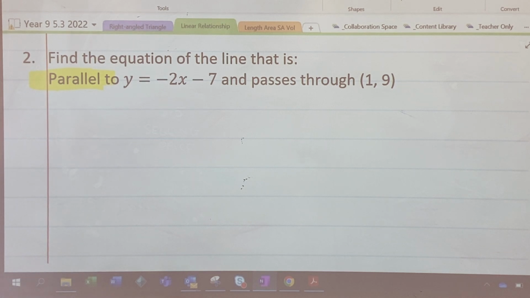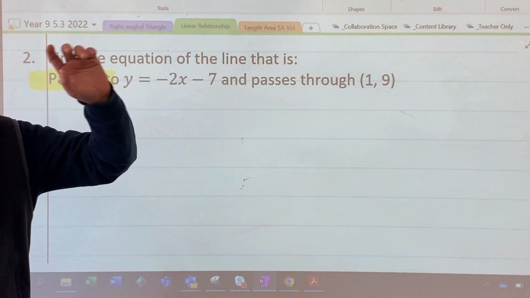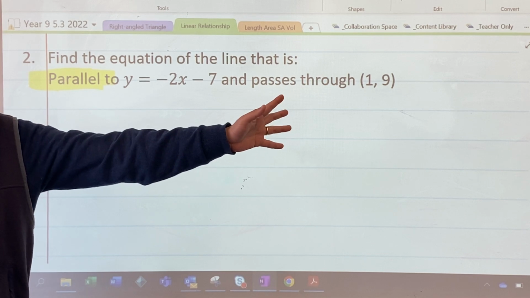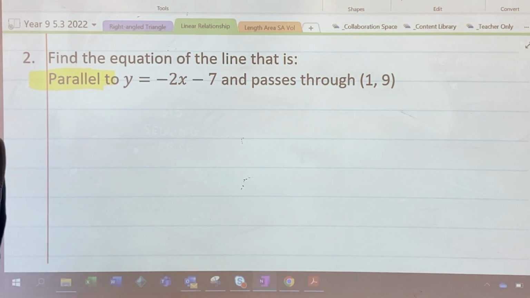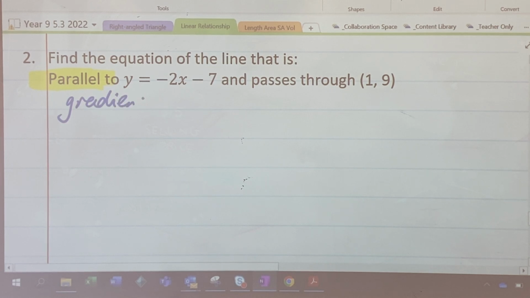Then from here onwards, it's exactly the same as last week's content. There's no difference. What's the gradient in this case? Negative 2. Fantastic, well done. Once you've done that, the working out is exactly the same as last week, every single step. So the gradient is negative 2, and the point passing through is here. I'm going to write it down one more time, identical to last week.